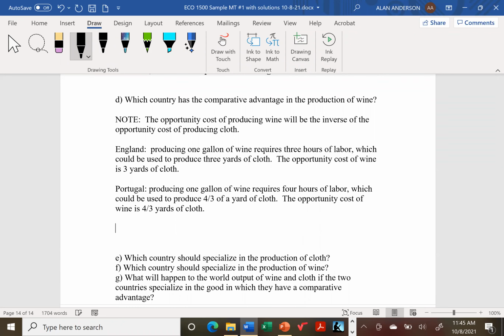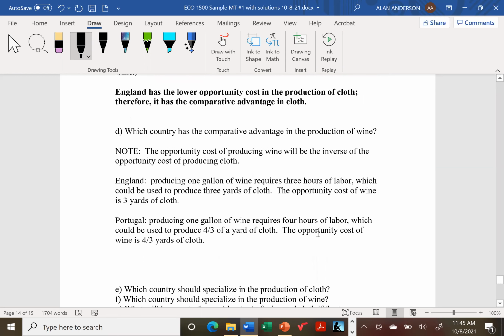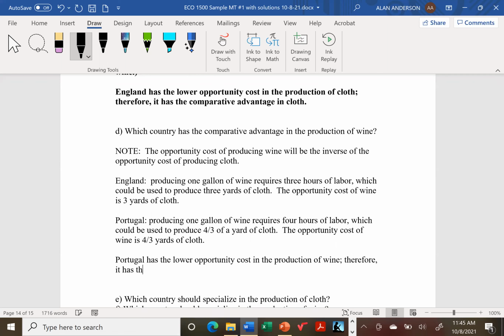All right, so you can see here the advantage swings back to Portugal now. Portugal has the comparative advantage, lower opportunity cost, in the production of wine. Therefore, it has the comparative advantage in the production of wine.